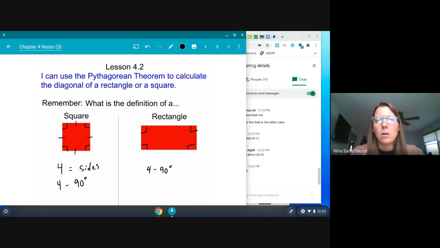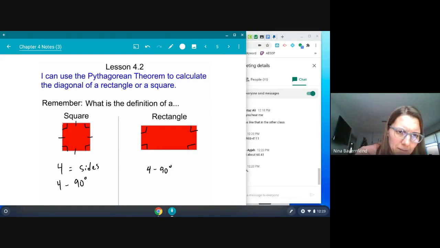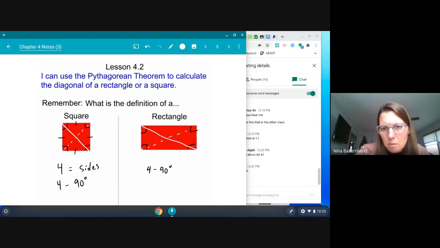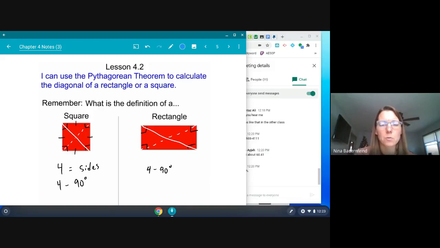Okay. Now, when it says calculate the diagonals, what we're doing is we're looking at this. This is a diagonal, and this is a diagonal. You could also look at this one. Whatever, either is fine. The interesting thing is that the rectangle's diagonals will be the same, and the square's diagonals will be the same. So you can find either one. They'll be the same length.